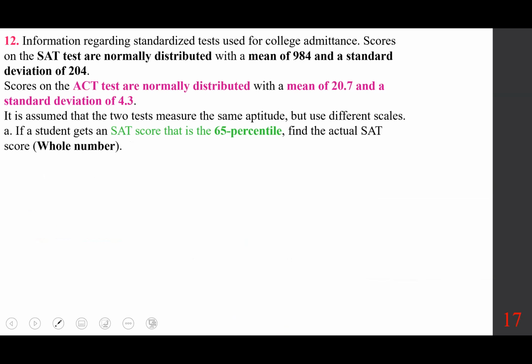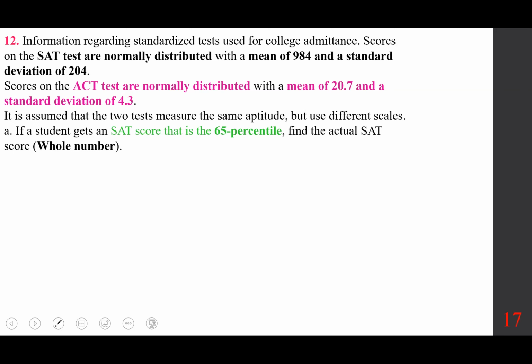Could somebody read this, please? Information regarding standardized tests used for college admittance. Scores on the SATs are normally distributed with a mean of 984 and a standard deviation of 204. Scores on the ACT test are normally distributed with a mean of 20.7 and a standard deviation of 4.3. It is assumed that the two tests measure the same aptitude but use different scales. If a student gets an SAT score that is in the 65th percentile, find the actual SAT score, as a whole number.